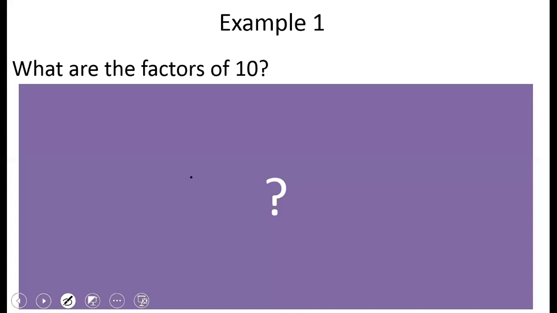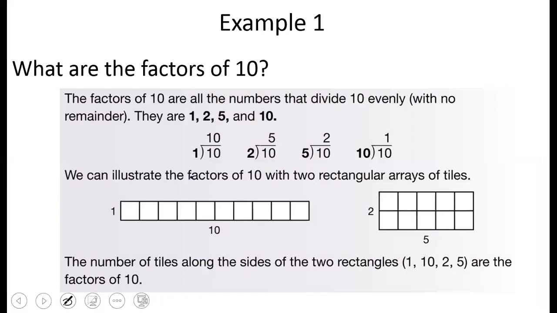So what are the factors of the number 10? Go ahead and stop the video and see if you can write these for me. Yeah, you should have come up with 1, 2, 5, and 10.